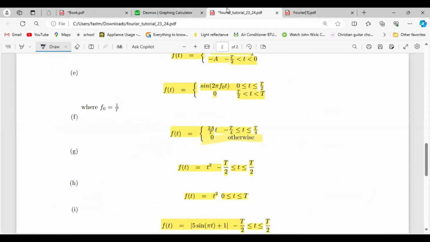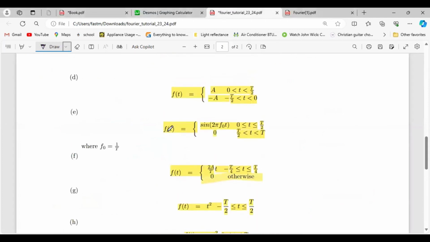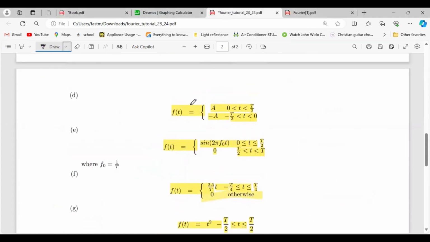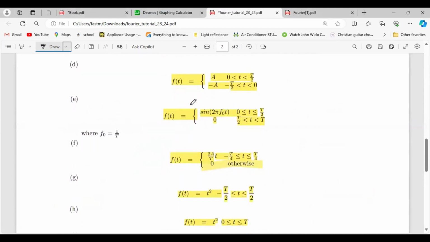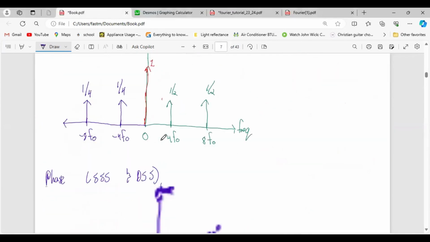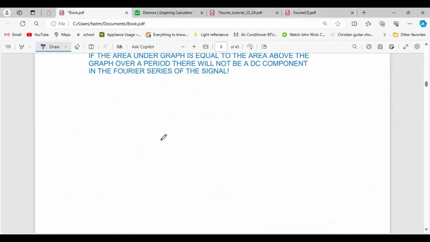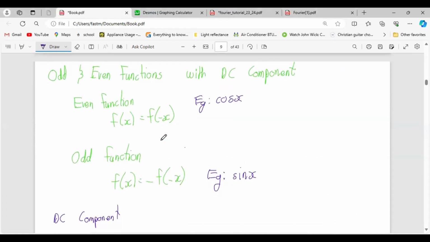The other form that you need to know how to do is when they give you a piecewise function like this, where you have to plot the graph and get the Fourier series from the graph itself, right? So there's a different type of Fourier series, right? So the most important thing you need to know is, again, what odd and even functions are after you sketch it, to know if it has a DC component in it, right?